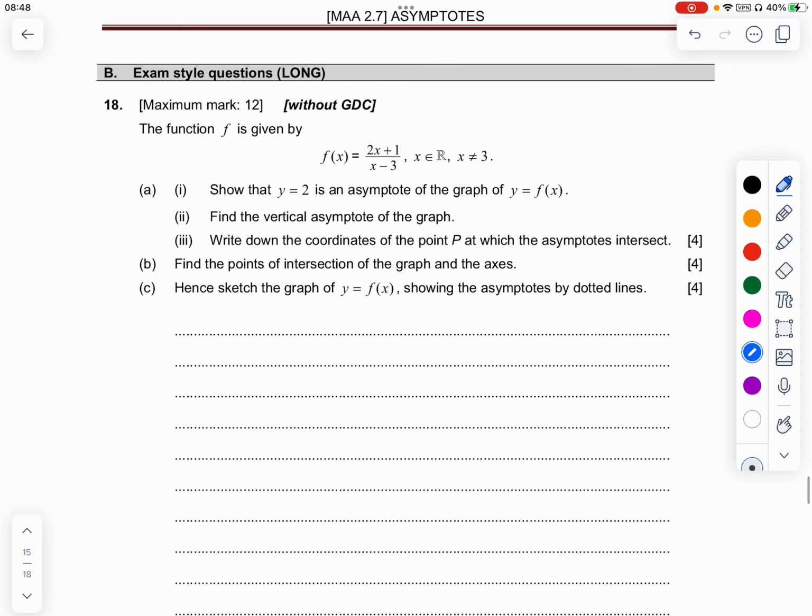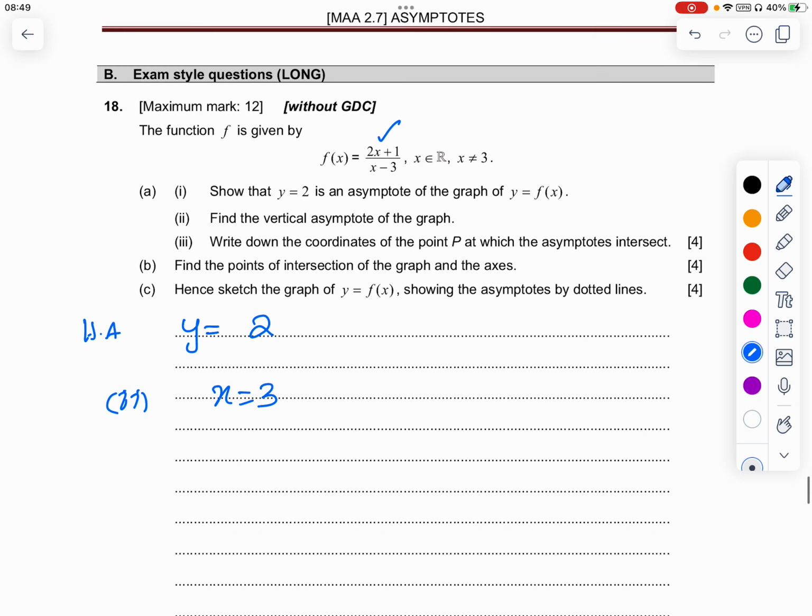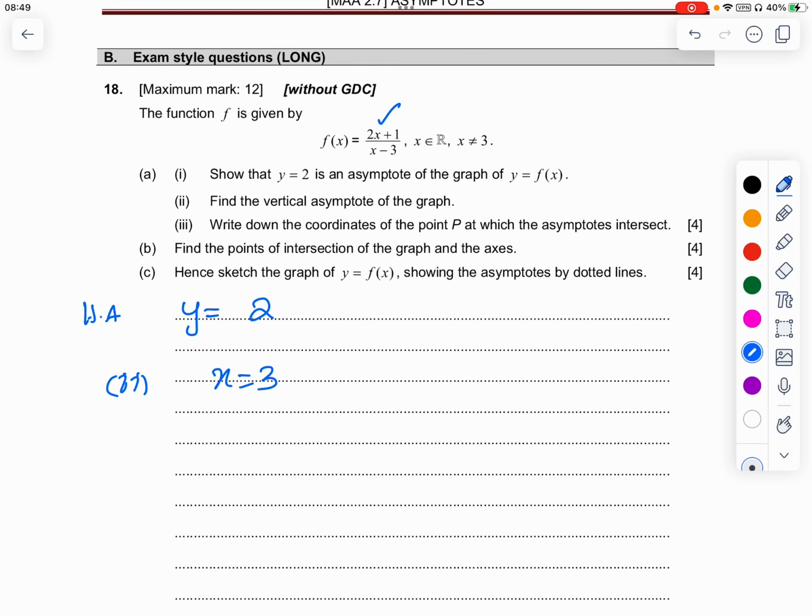Question number 18. The function f is given by this one. Show that y equals 2 is an asymptote. So it has degree of numerator equals degree of denominator. So my horizontal asymptote will be y equals 2. Find the vertical asymptote. Vertical asymptote means denominator equals 0. Then write down the coordinates of the point P at which the asymptotes intersect. So where do they intersect? They intersect at (3, 2).